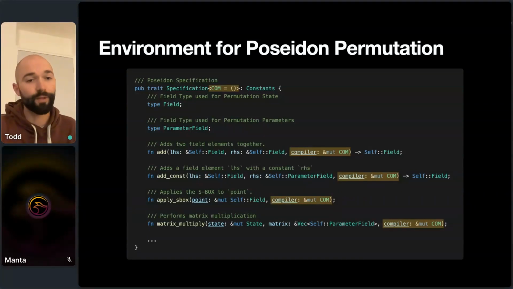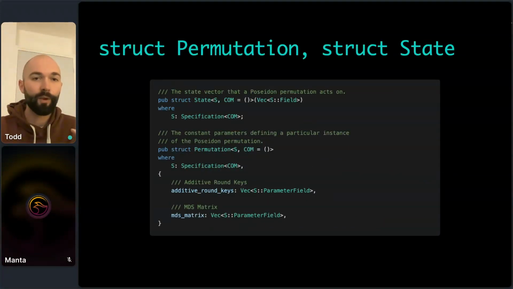Same goes for matrix multiply, which is one of these elementary functions that I am considering to be part of the environment. So with the environment described like this, we can then say what the structures are. So we need some state, a vector of those field elements. And we need the permutation itself, which is the constants, the additive round keys and the matrix.